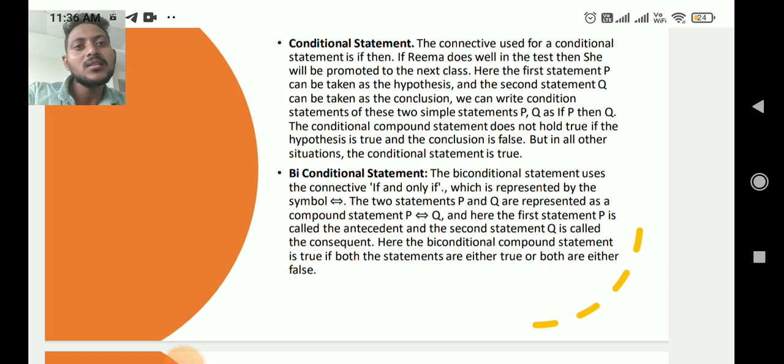We can write the conditional compound statement. Biconditional statement. The biconditional statement uses the connective "if and only if", which is represented by a symbol. The two statements P and Q are represented as a compound statement, and here the first statement P is called the antecedent and the statement Q is called the consequent of the biconditional statement.